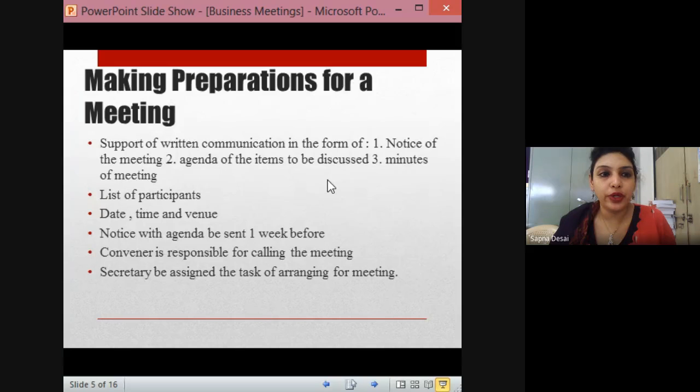And the third point is that somebody, usually the secretary, has to write the minutes of the meeting. So this is another important point. Okay, now what we will see here is what other written material we have to take. First, we will prepare a list of participants.